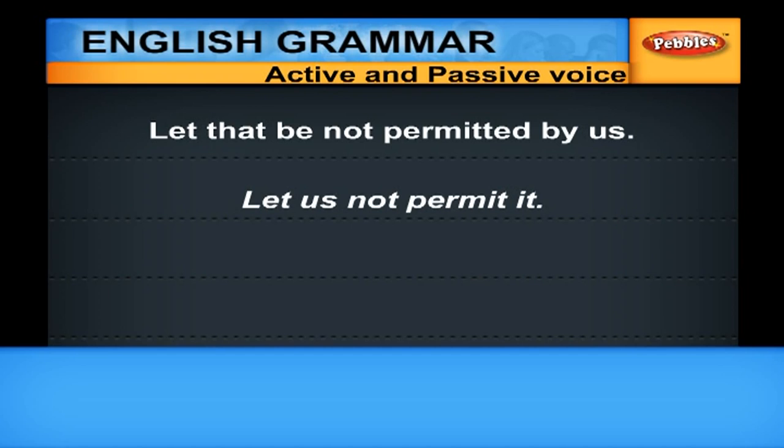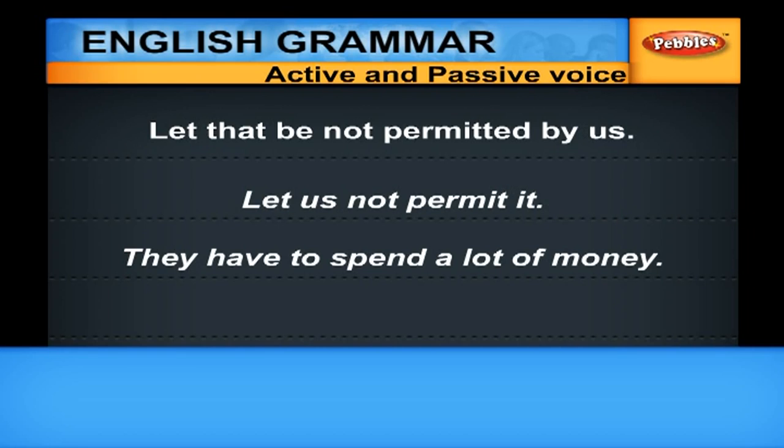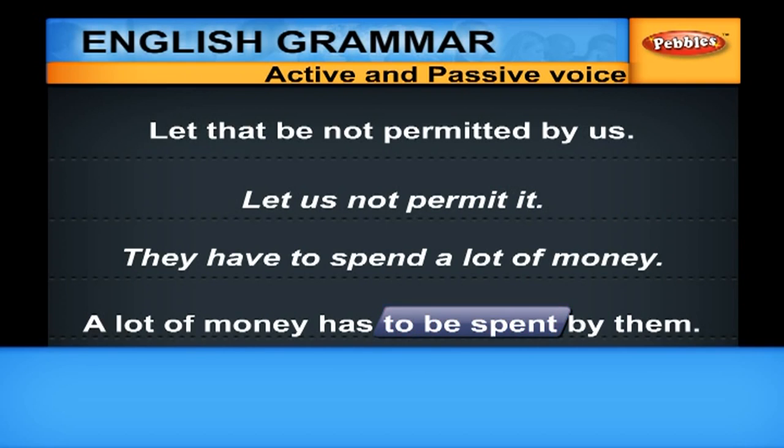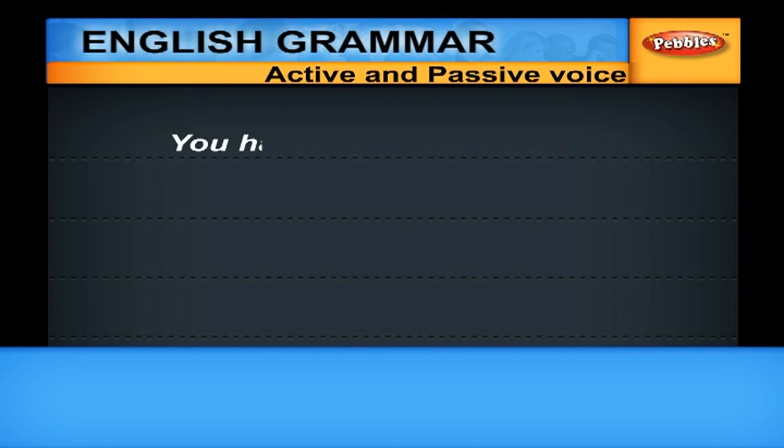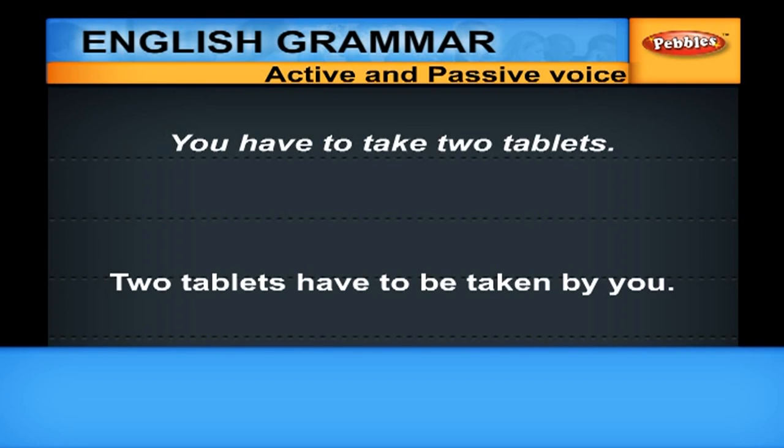In constructions like, they have to spend a lot of money, which have an infinitive, we have to split the infinitive with be. When you make it into passive voice, you have to say, a lot of money has to be spent by them. You have to take 2 tablets. Changing into passive voice, you have to say, 2 tablets have to be taken by you.